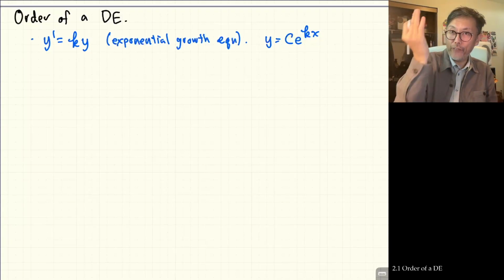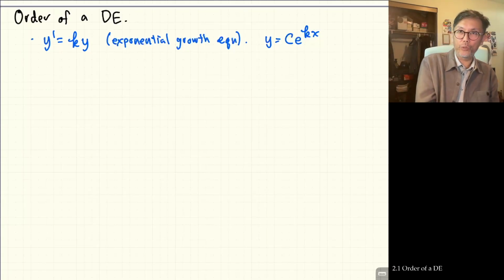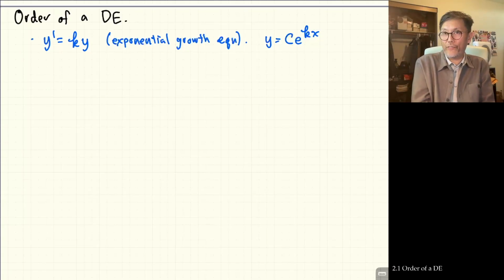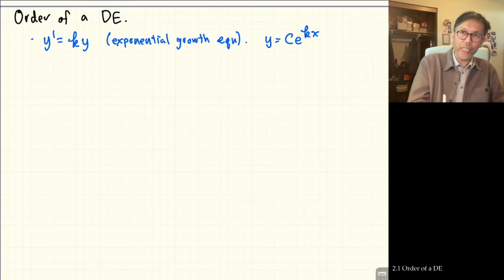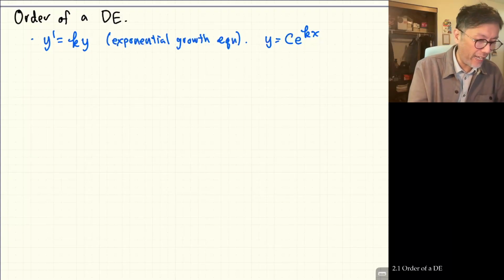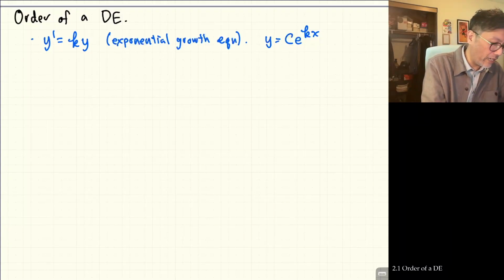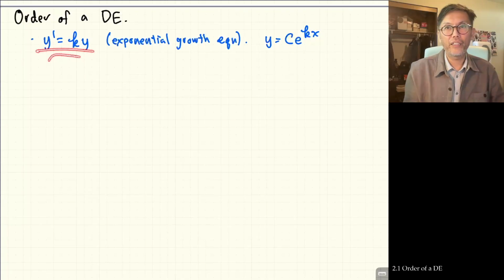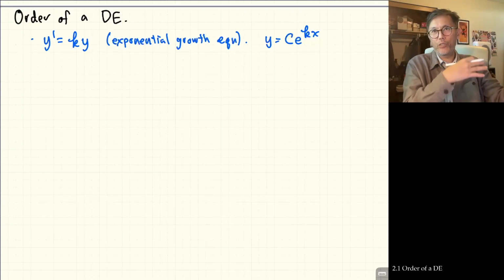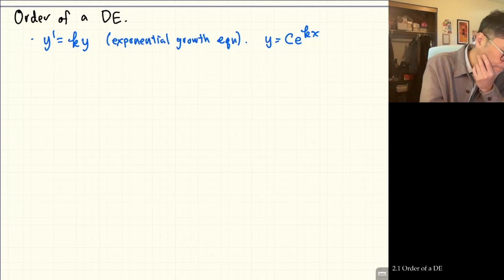But you can certainly verify for yourself that this is a solution, or this does represent an infinite family of solutions, simply by plugging in y equals c e to the kx into this equation and noting that it satisfies this here. And I won't do that here and now. You can look to previous videos to check that out.